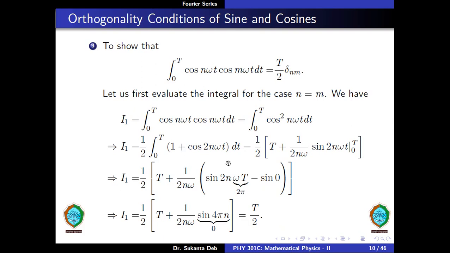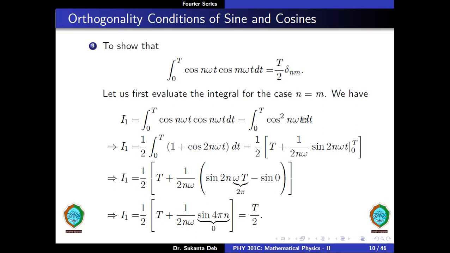The third orthogonality condition: to show that the integral from 0 to capital T of cos of n omega t cos of m omega t dt is equal to T by 2 into delta nm. Let us first evaluate the integral for the case n is equal to m. So we put n is equal to m, and we get this integral equal to the integral from 0 to capital T of cos square n omega t dt. Let this be equal to I1.